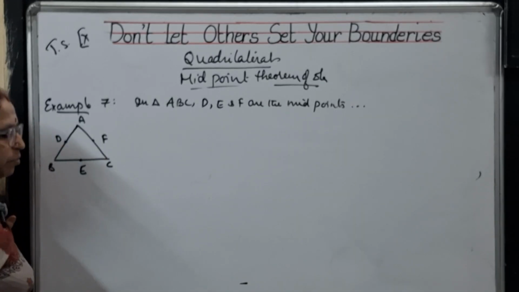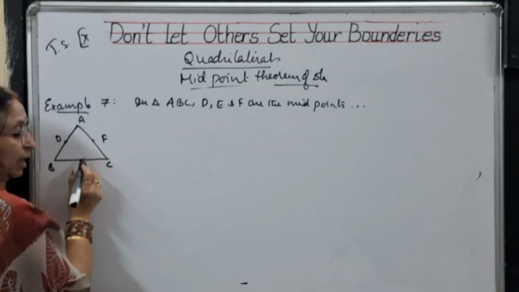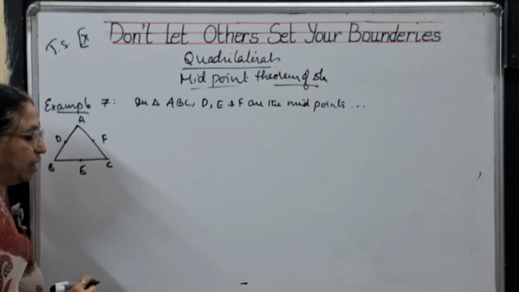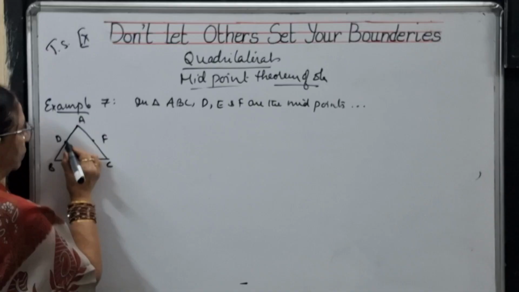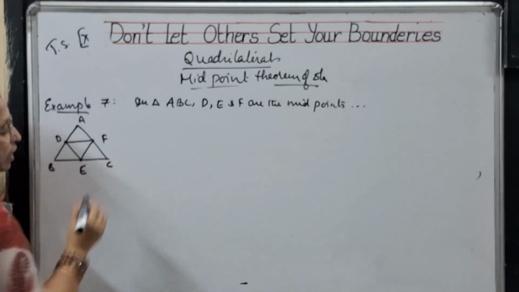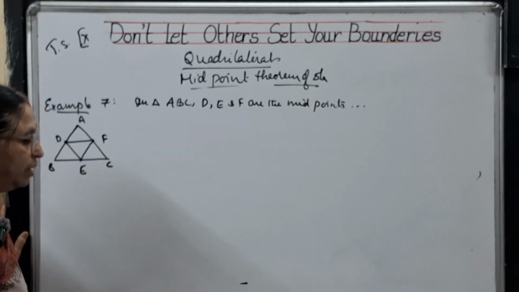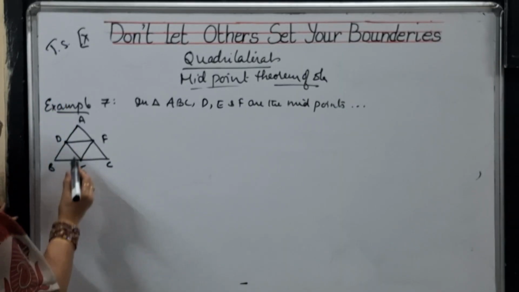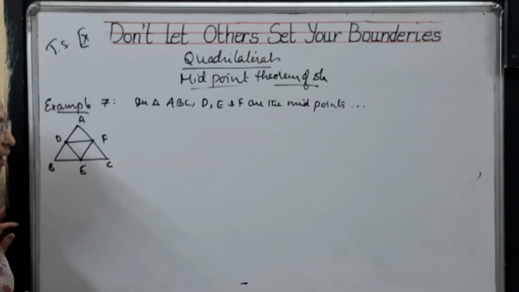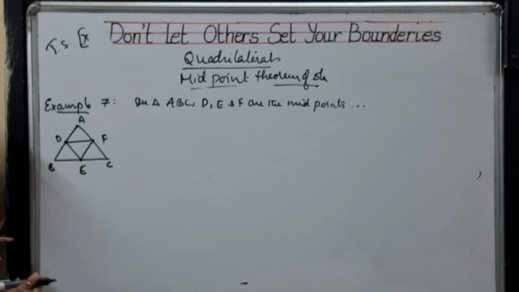Show that the triangle ABC is divided into four congruent triangles when the three midpoints are joined. So if you join the three midpoints, you are getting another triangle. So you have to show that triangle ABC is divided into four congruent triangles when the midpoints are joined. So this is the one.